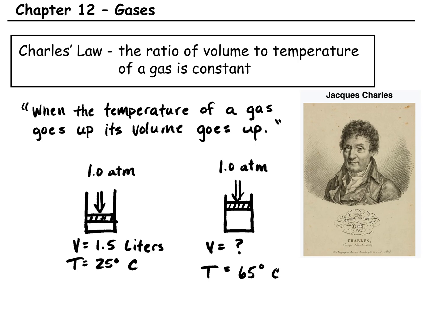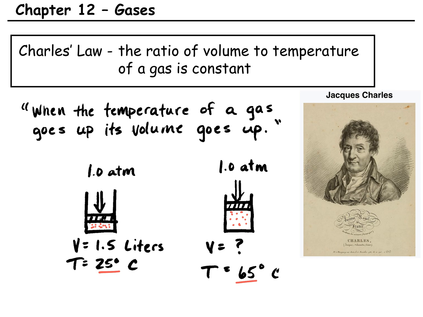Charles' law relates temperature and volume. It is the ratio of the volume to the temperature, named after Jacques Charles. What it says is that if we have a gas contained inside of a container like this piston or syringe, and we heat it from say 25 degrees to 65 degrees, the gas inside will expand. The air molecules will move faster, they'll hit the piston or the plunger and expand, making the volume get bigger.